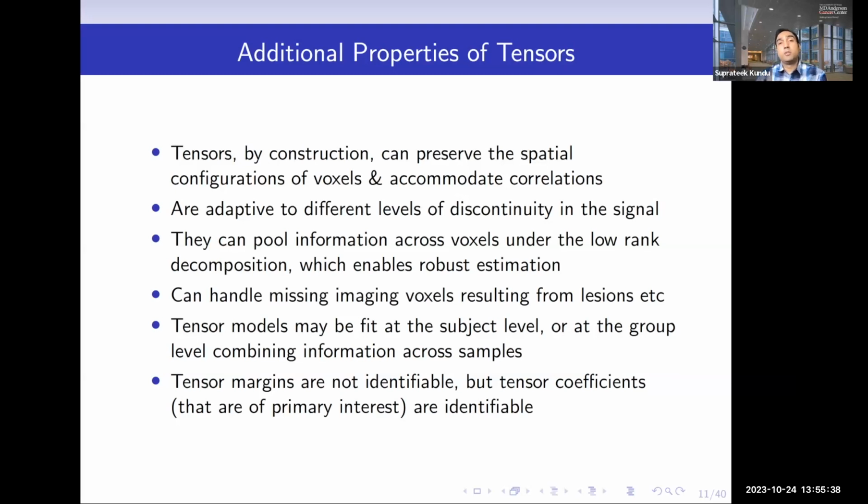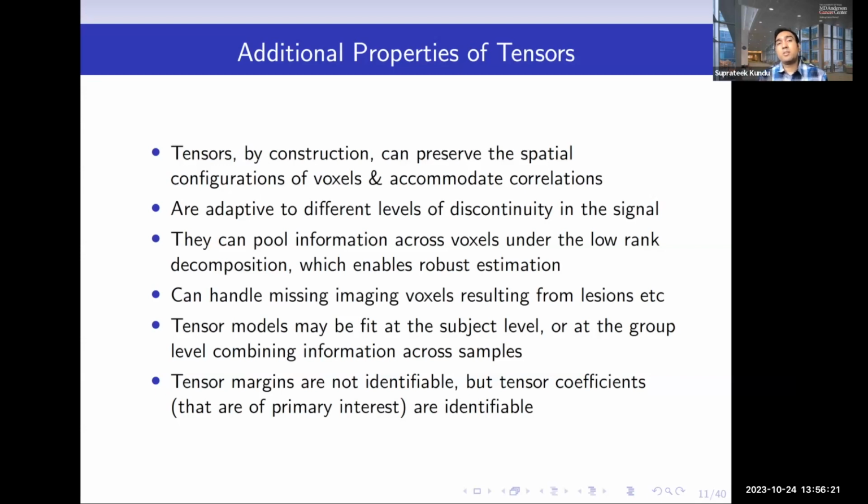And at the end of the day, tensors are low-dimensional representations, which means they're able to borrow information across multiple voxels to estimate those coefficients. And this results in robust estimation. And as a byproduct, it can also handle missing imaging voxels, right? So if you have a brain image with lesions and you have some missingness, you don't have accurate measurements for a certain subset of voxels, or you have incredibly noisy measurements that you would rather avoid, the tensors have the ability to ignore those missing voxels and still give you meaningful estimates of the regression coefficients, right? So that's another attractive feature as well.